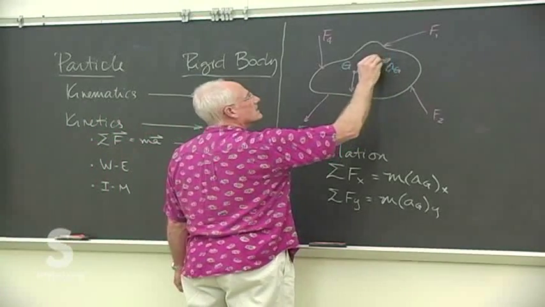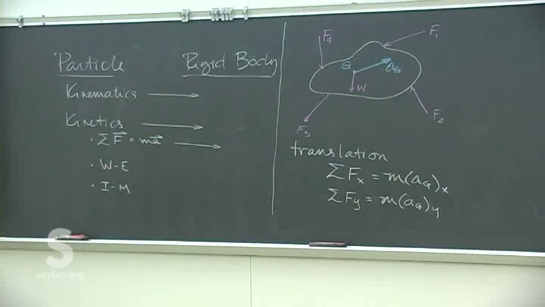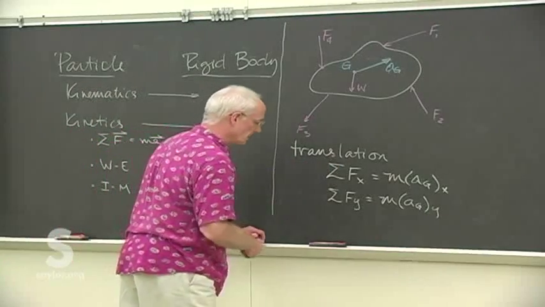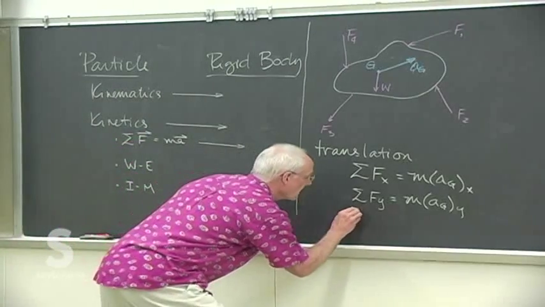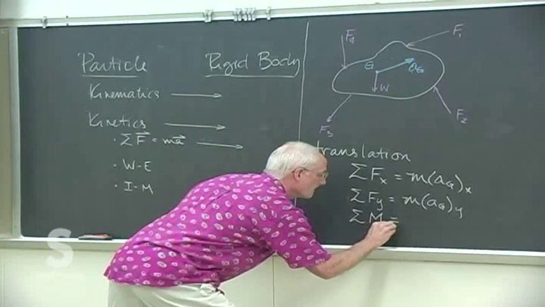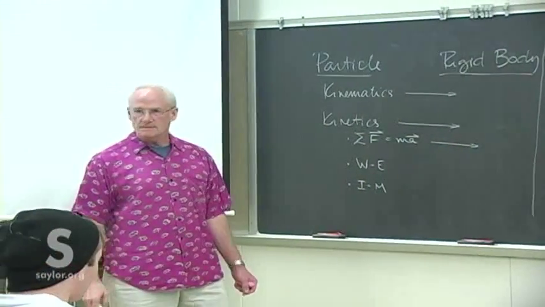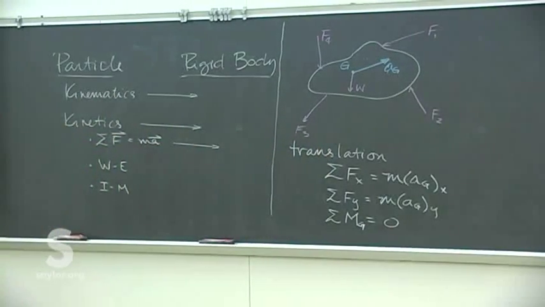And there will be x and y components to that. We can find out the x and y components in the summation of the forces in those particular directions. If it is in pure translation, though, it's got to be true then that the moments summed on the object will themselves sum to zero. Otherwise, it would have some angular acceleration.